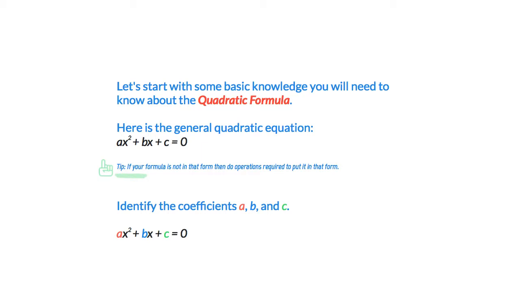Let's start with some basic knowledge you will need to know about the quadratic formula. Here's the general quadratic equation that you will be using: ax squared plus bx plus c is equal to 0. Now begin by identifying the coefficients a, b, and c. Now here is a in the red color. Here's b in the blue color, and finally we have c in the green color.